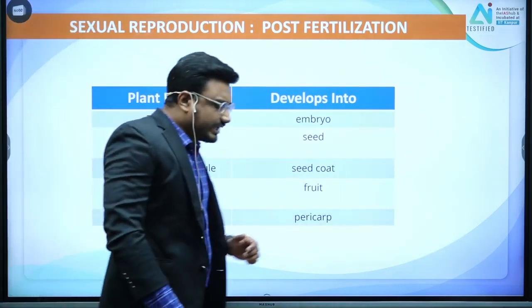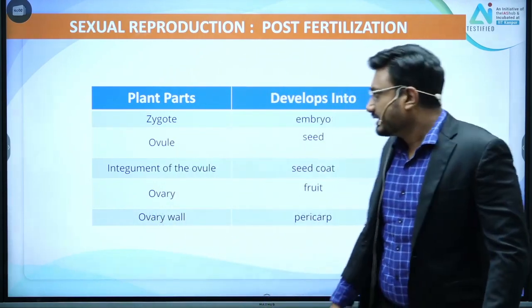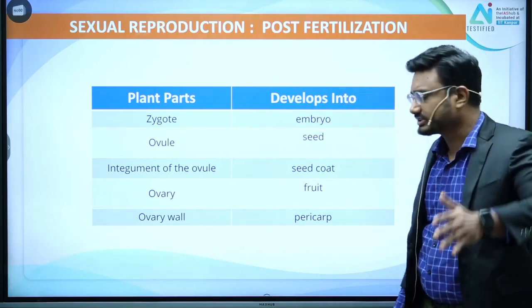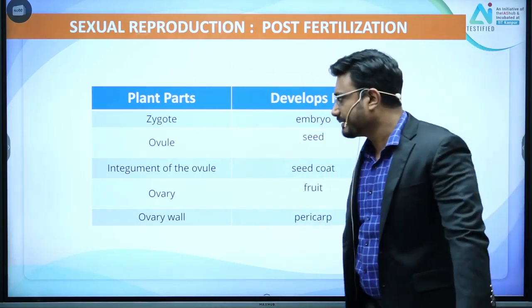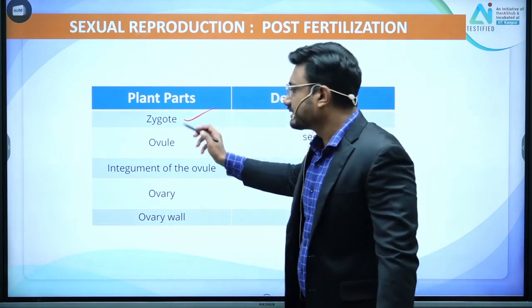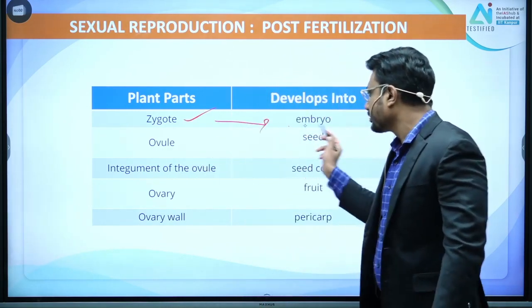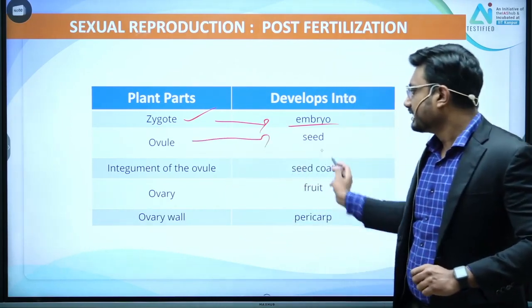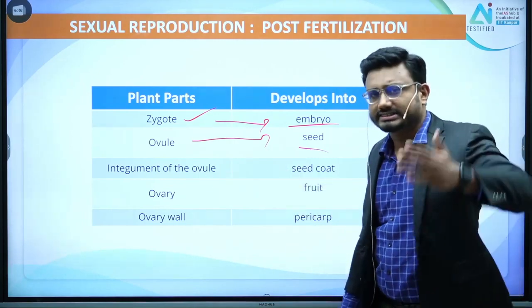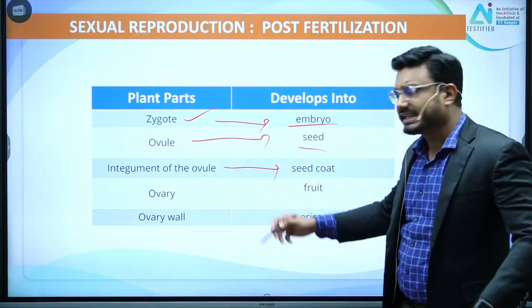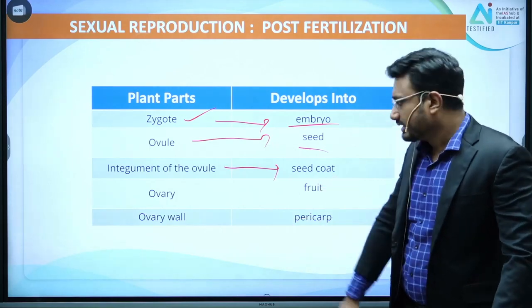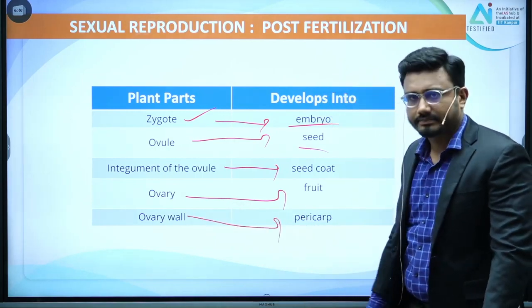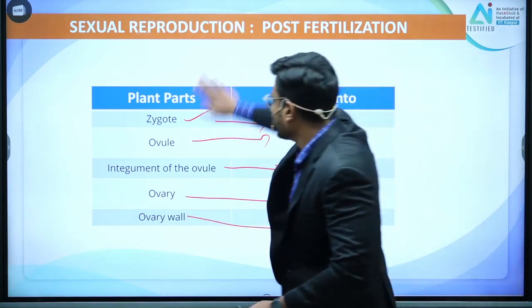In the post-fertilization process in plants, the following plant parts get developed into the following parts of the plant. So now let's go through the development processes. In the plant, the zygote gets developed into the embryo. The ovule gets developed into the seed. The integument of the ovule, that is the wall of the ovule, gets made into the seed coat. The ovary matures into fruit, and the ovary wall makes the pericarp, right? So now let's move on to the next slide.